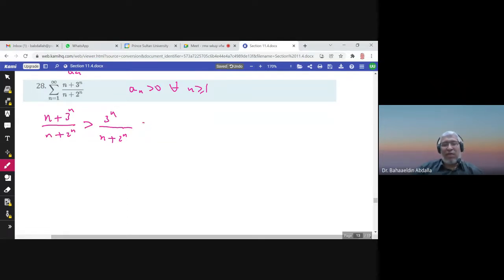But what can I say? I can increase the denominator. How can I increase the denominator? Replacing n by 2 to the power n, because n is less than 2 to the power n for n greater than or equal to 1. So this is equal to 3 to the power n over 2 times 2 to the power n. So it is half times (3 over 2) to the power n.